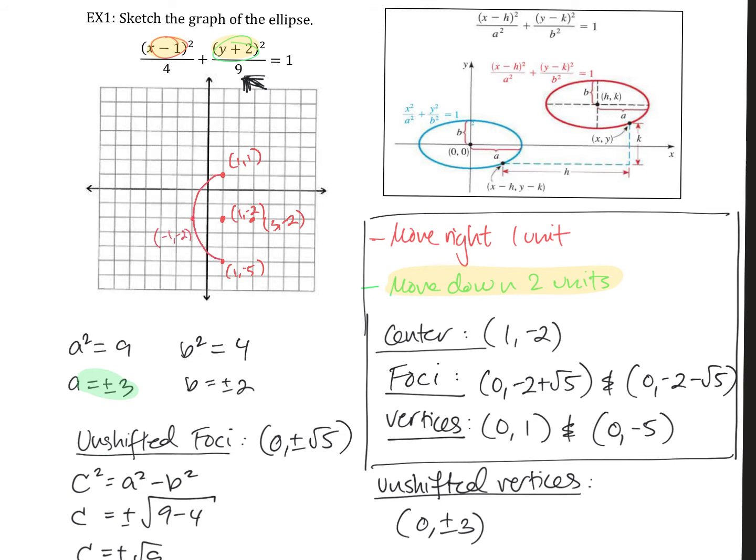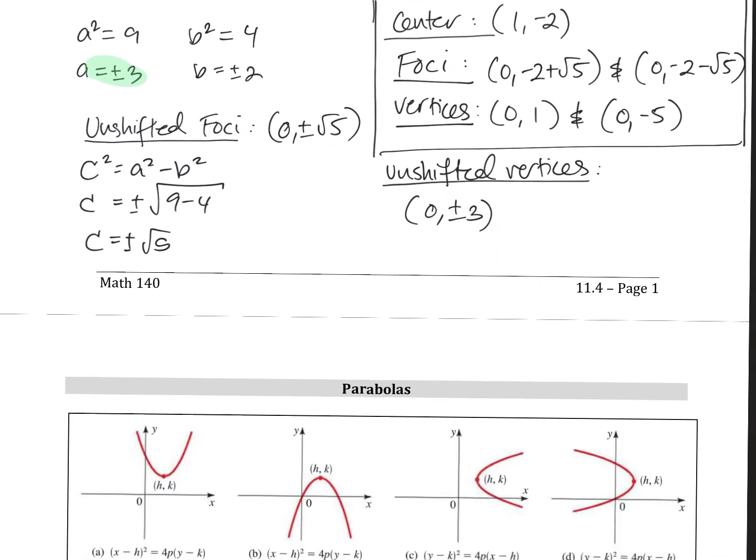And drawing in our ellipse, make sure there are some nice curves going on. Shouldn't be angular. And there we go. We have our shifted ellipse. As usual, it's easier to find the values before you've shifted them and then apply the shifts to them, just like we were doing with transformations.